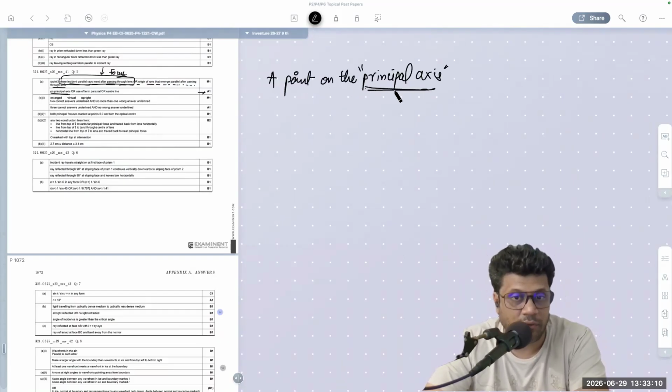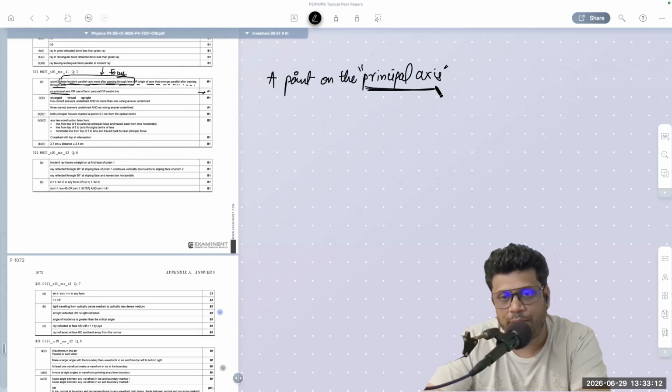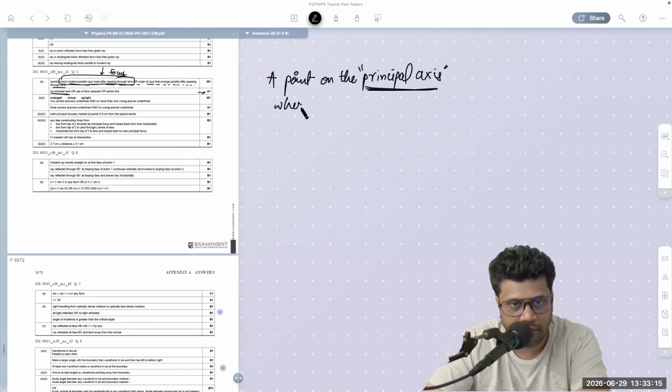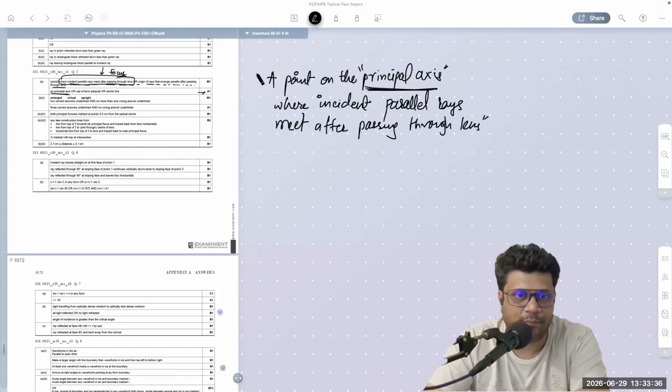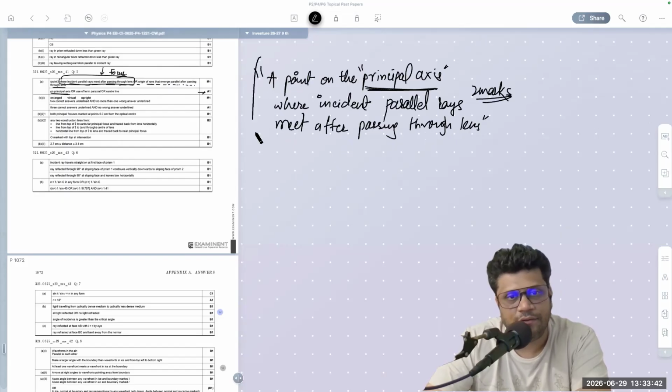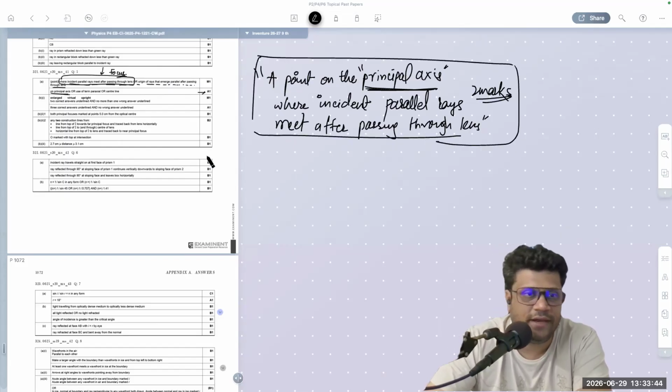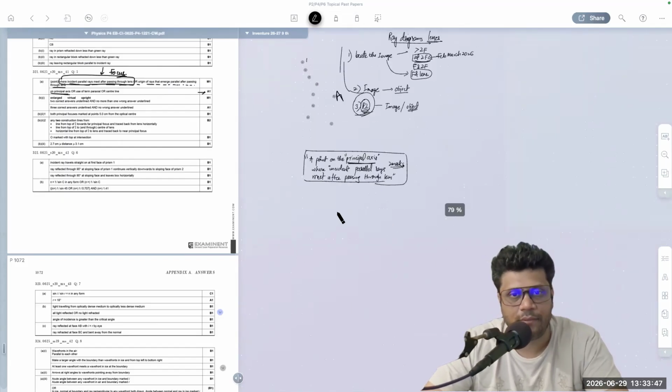If it's not what you've written in your notes: a point on the principal axis where incident parallel rays meet after passing through the lens. That's a proper 2-mark answer to it. Okay, so you have it. You keep it in your notes. Very important, this thing.